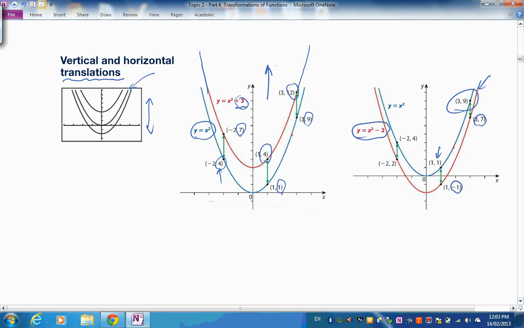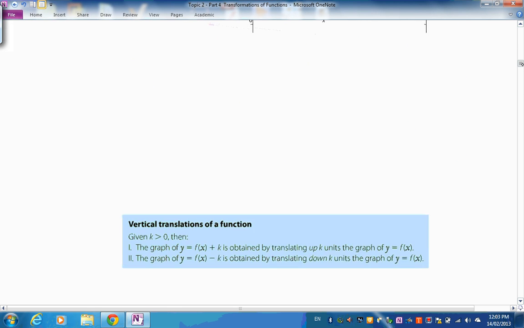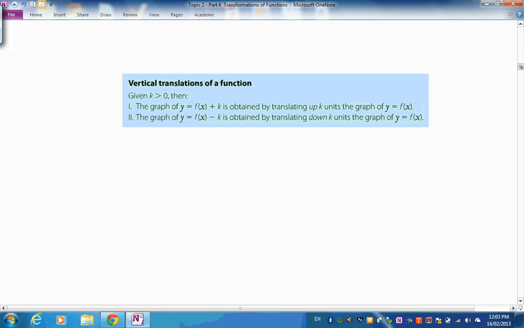All right, have you got that one? That one's not too bad. Let's go down and have a look at the summary of that. So if you start off with a positive k that you're going to add to the function, then it's going to go up k units. If you take that positive k, then it's going to go down. That's pretty commonsensical because you're actually adding that value to the y point that you're mapping onto.